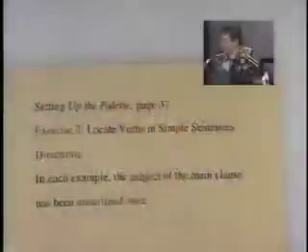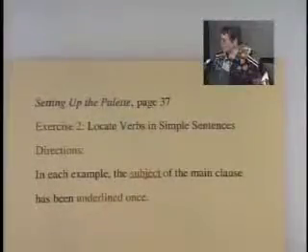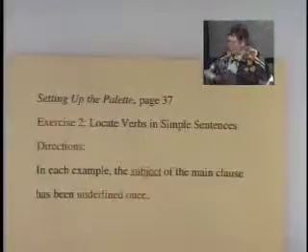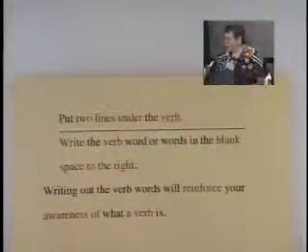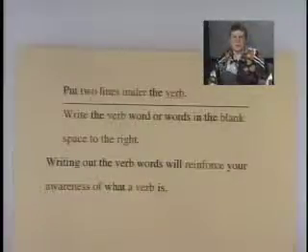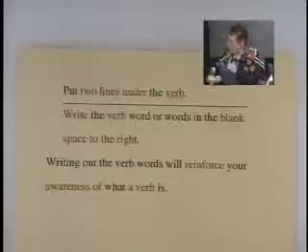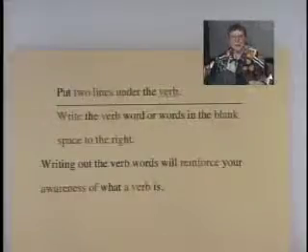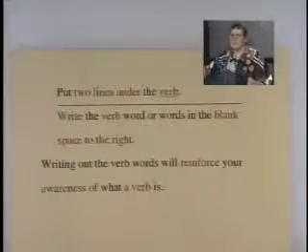Good. So let's go to page 37, and let's look at locating verbs in a simple sentence, and here are the directions. It says in each example, the subject of the main clause has been underlined once. And you remember the job that we took on for ourselves was to put 2 lines under each verb. And I told you the most important part of this particular exercise is to write the verb word or words in the blank space to the right. Because when you're writing out those verb words, just as we were doing a minute ago on questions, it automatically reinforces your awareness. This is a verb. This is a verb. And at the moment, that's what we're struggling with.